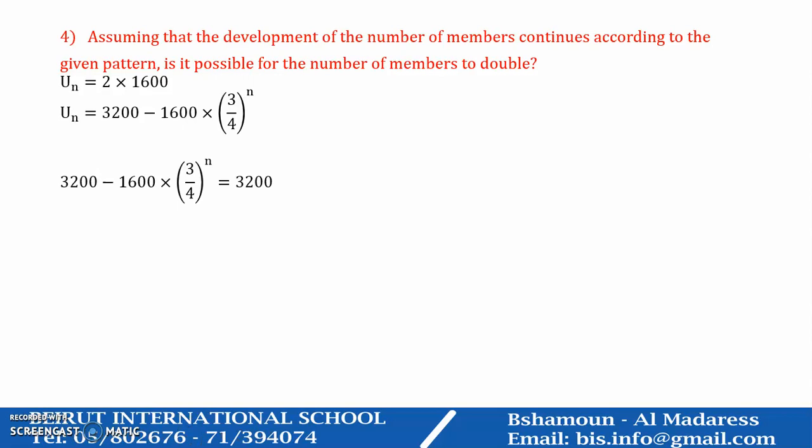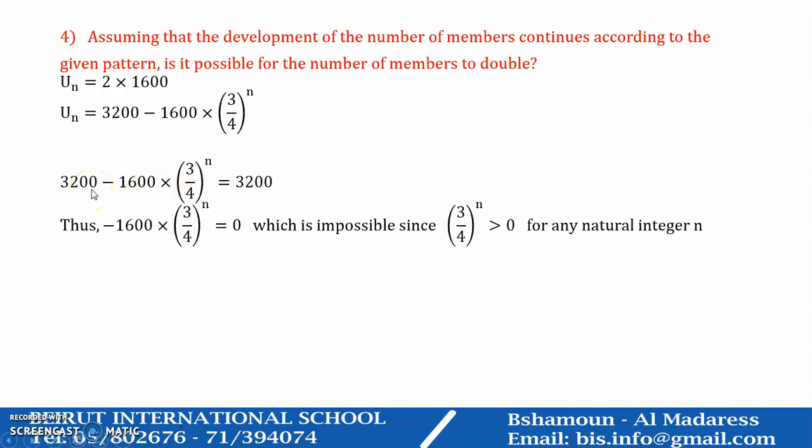So by putting Un equal to 3200, we can cancel 3200, and thus minus 1600 times 3 over 4 to the n equals 0, which is impossible because this is a strictly positive quantity, so this must be negative and not equal to 0. So the number of members cannot be doubled.